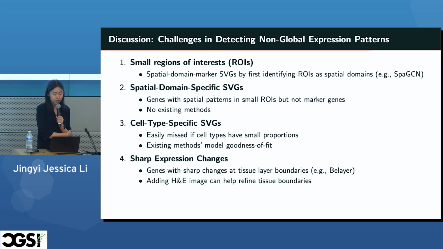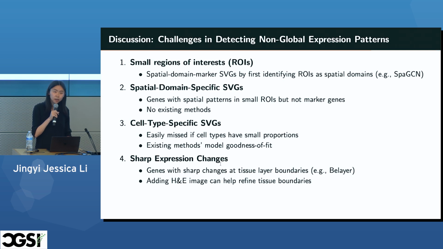That's possible. And for the cell type specific SVGs, we only have 3 methods for that. What if the cell types you are interested in are small in proportion? And what if the cell types are not in your annotation? And also, all these methods, to our knowledge, didn't assess their model goodness of fit. How do you know if your model is too complicated or doesn't fit the data well at all?